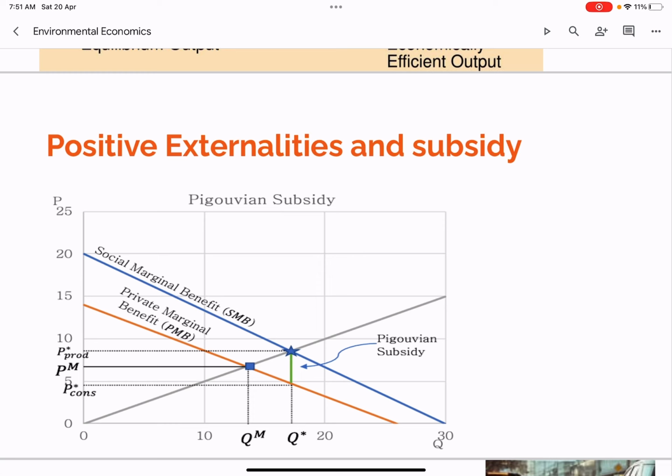To summarize, we can say that Pigouvian taxation is the government intervention in order to shift the curve so that the negative externality is taken care of, and Pigouvian subsidy is again a government intervention to shift the curve from the private benefit to the social benefit in order to take care of positive externality. So, subsidy for positive externality and taxation for negative externality.